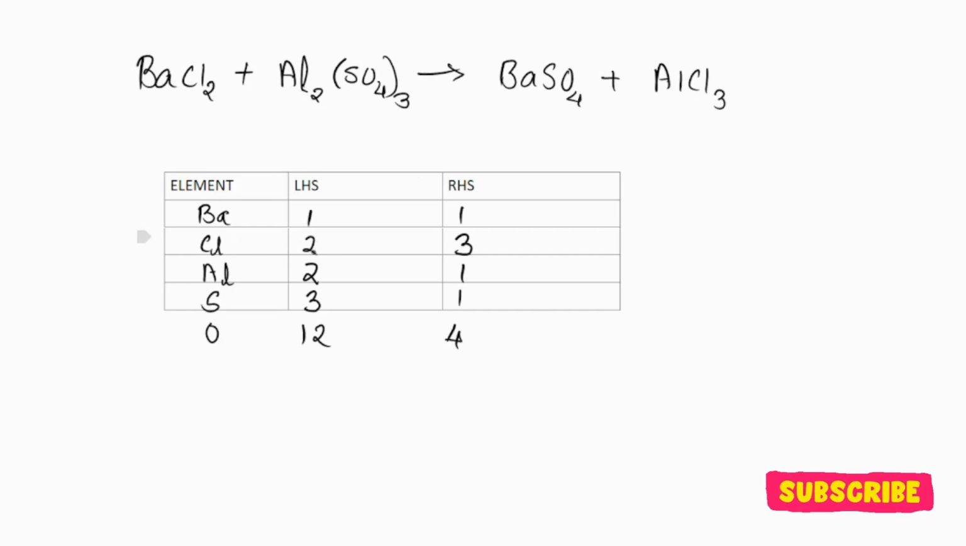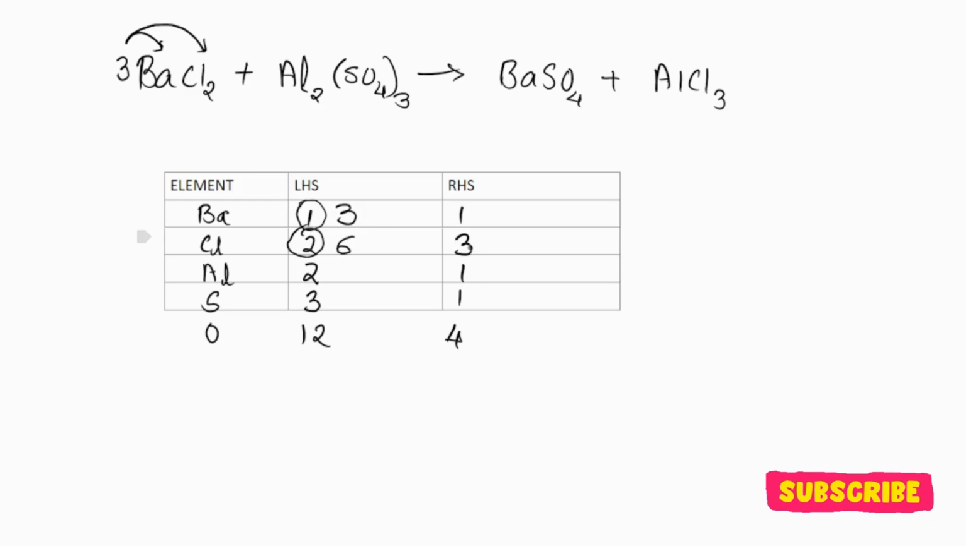Now if you see here, 2 is there. If I multiply this 2 by 3, I get 6. And this 3 by 2, I get 6. So I will multiply here by 3 to get 6 here. The moment I do so, this 3 applies for both. So barium also becomes 3.